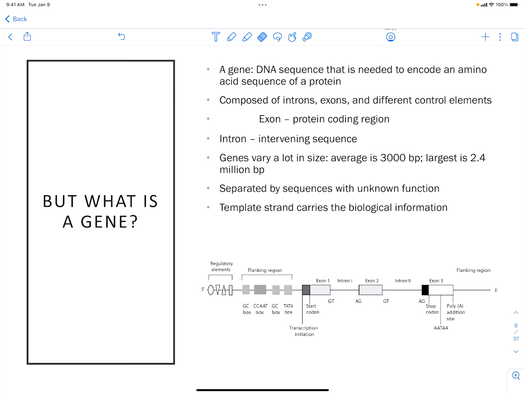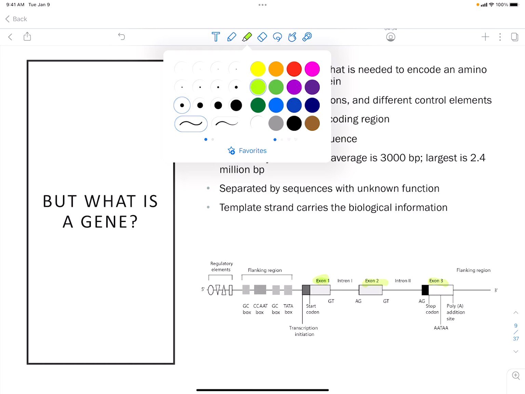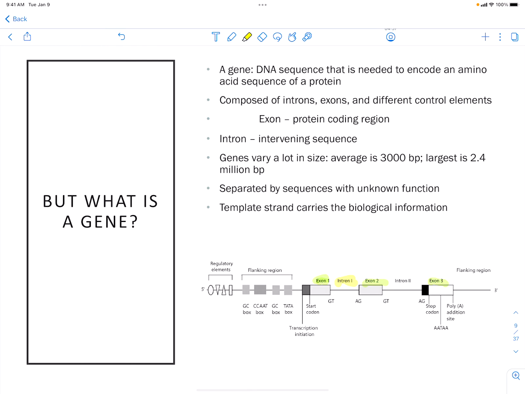Now, what is a gene? A gene is essentially a sequence in your DNA that is required to give a code for making an amino acid sequence of a protein. So the DNA sequences are going to be composed of introns, exons, and also different control elements such as promoter regions and enhancer regions, etc. Now the exons are the protein coding regions. And so if we look at our gene here, we can see we have exon 1 and exon 2 and exon 3. And in between the exons, we have introns. So these introns are intervening sequences, and these are not part of the protein that will eventually be expressed.